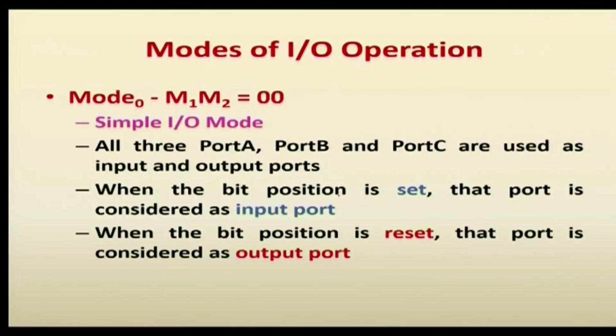So, in the IO mode, we have discussed the 3 modes of operation: mode 0, mode 1 and mode 2. Mode 0 is activated by applying the 0 0 value. This is called mode 0, also named simple IO mode. Simple IO mode means the 3 ports, port A, port B and port C, can be used as simple input or output. Either it may be connected to switches or any input devices. The output may be connected with the 7 segment display or printers. Based on our requirement, we can use this as simple IO mode.